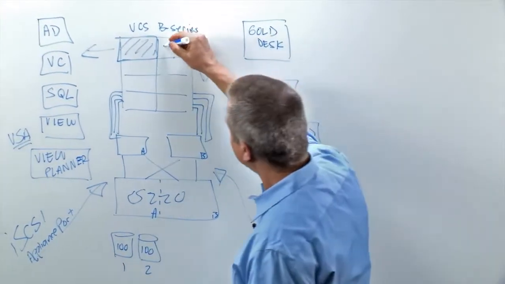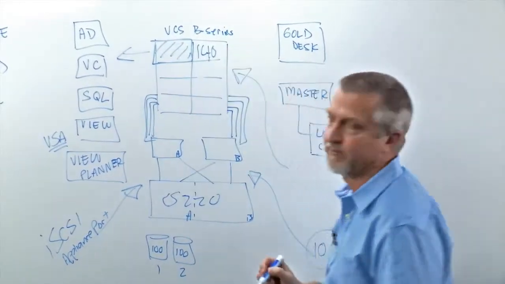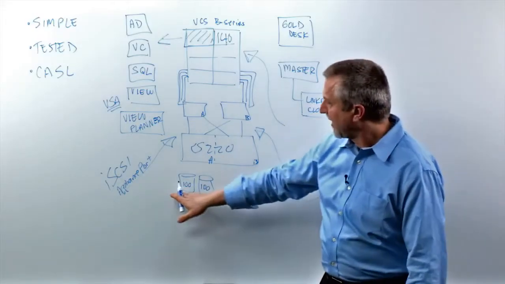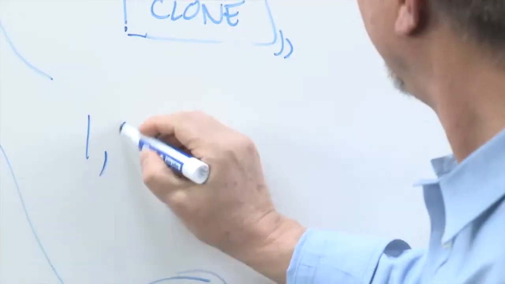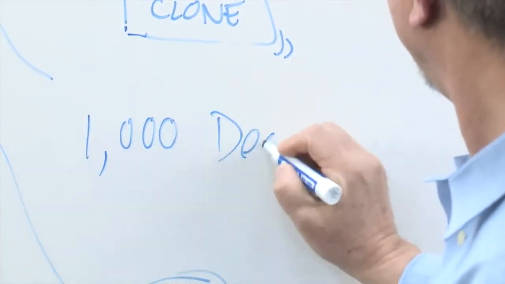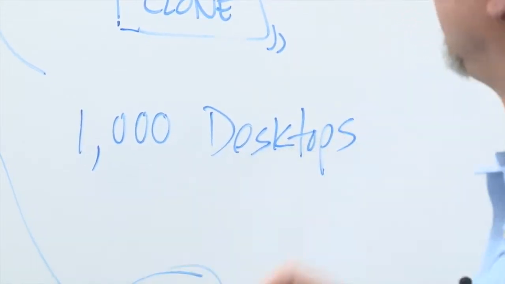And we chose to go with about 140 desktops per blade. We were putting about 100 desktops per volume here, and this allowed us to scale all the way up to approximately 1,000 desktops when we got done with the deployment.